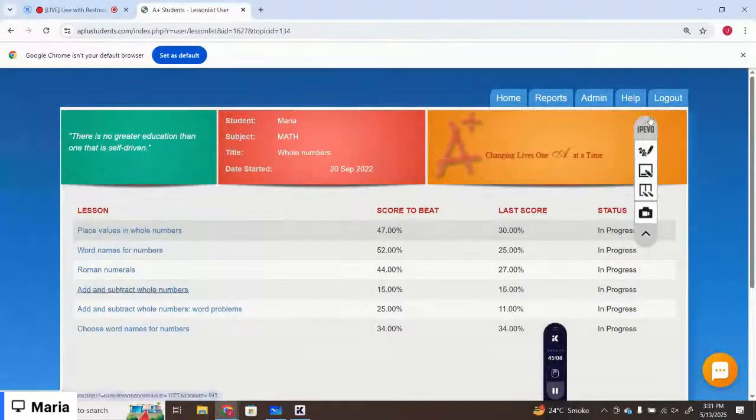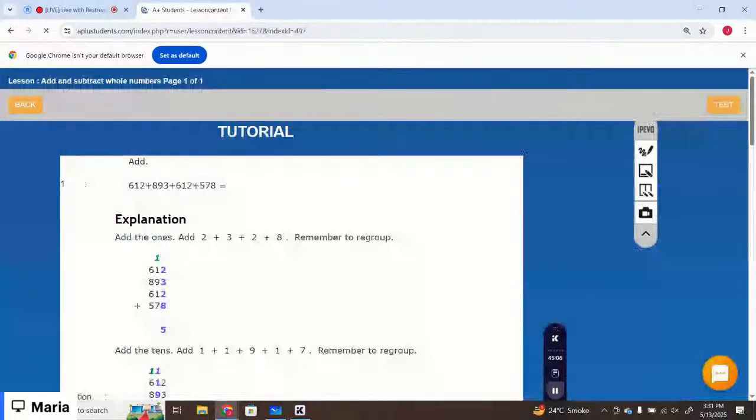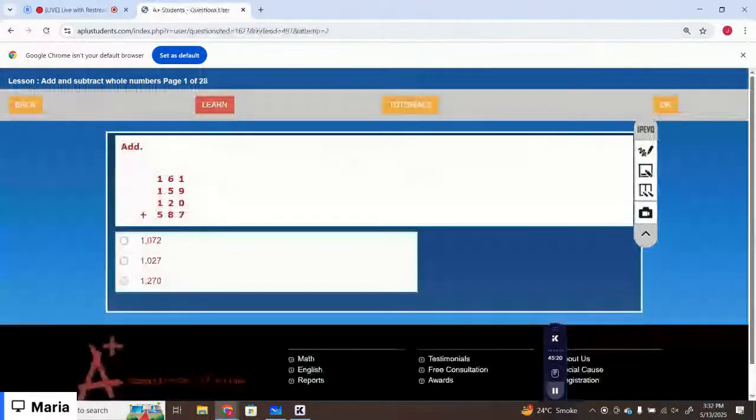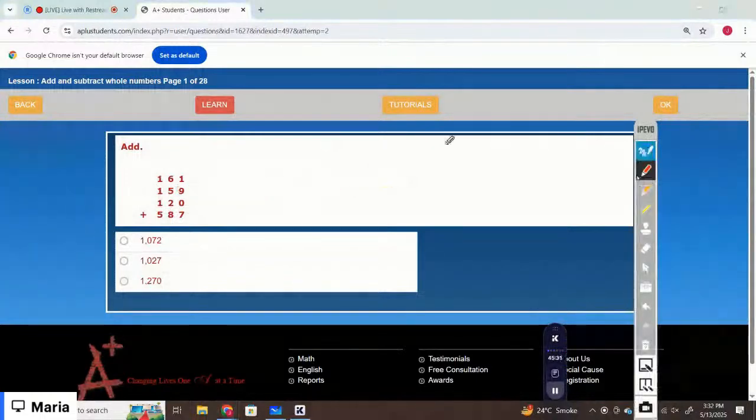The next lesson is add whole numbers. Let's just start with the test questions. Add 161, 159, 120, and 587. So let's just add 161, 159, 120, 587.